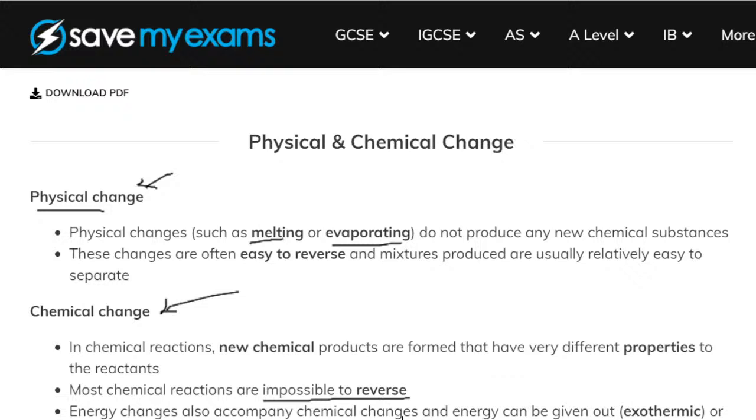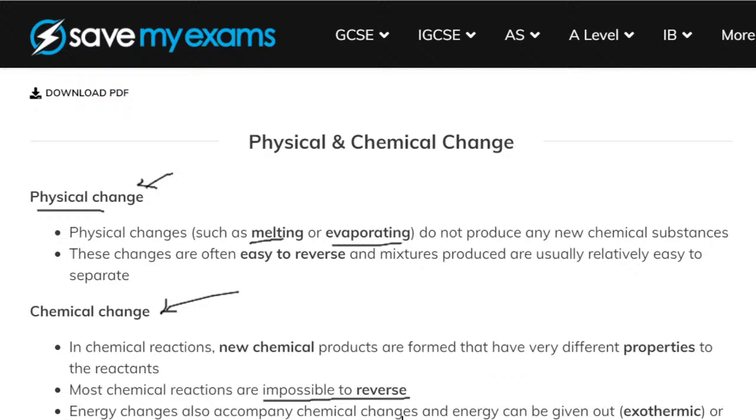In an exam, you can get a question that says this has reacted with this. Is it a physical change or a chemical change? With the knowledge that you have of physical and chemical changes, you can determine this. You can also get this in the multiple choice test, which is paper 2. So we have different ways these questions can be asked.